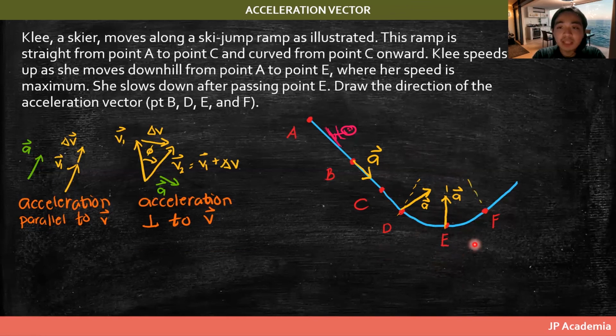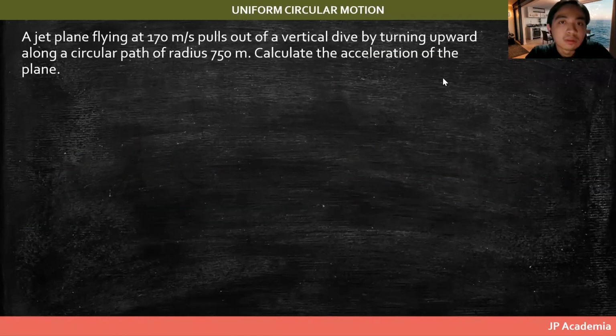Ngayon, yung last naman sa point F, given na nag-slow down na yung skier natin, therefore yung acceleration vector na to is behind na netong imaginary perpendicular line na to. So ganun yun for this conceptual problem. Okay, so next we have this simple problem for uniform circular motion. At ito yung problem. So solve natin to.